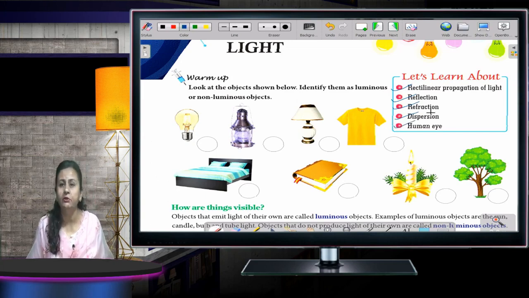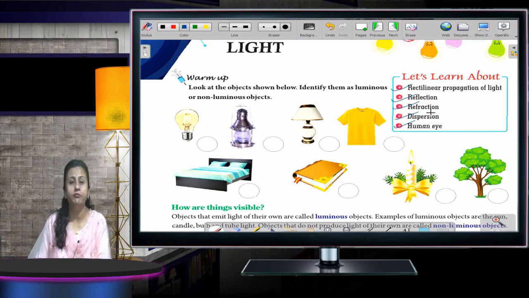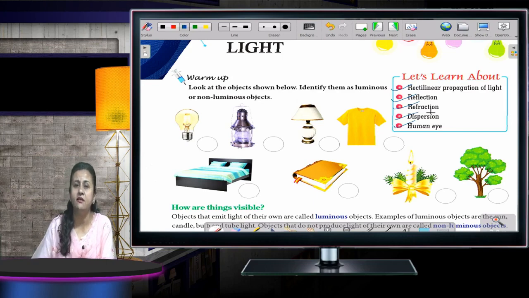Children, right now you are able to see me. Why? Because I am standing under the light. In case the room is dark and I am standing, you won't be able to see me. Reason behind? Because there is no light. So light is a medium which makes things visible to us. Okay, so let's start the chapter now.